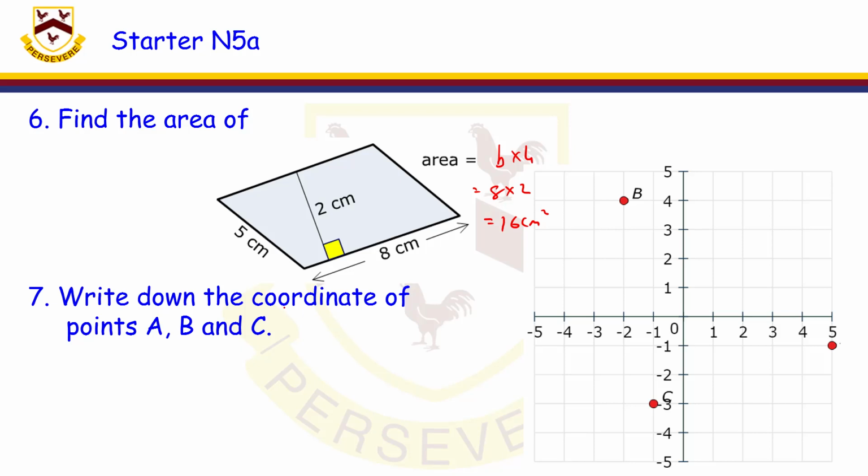And find the coordinate points for A, B and C. Well, A here, across, and then up or down the stairs, so that's going to be 5, minus 1. B, across, minus 2 and up, so minus 2, 4. Don't forget the brackets and the comma, and C is minus 1, minus 3.